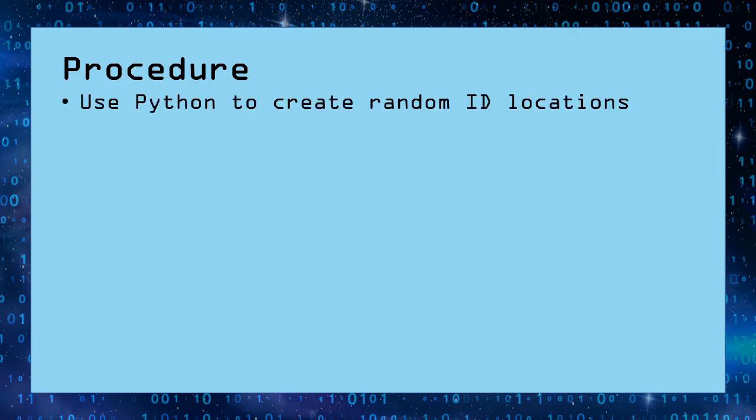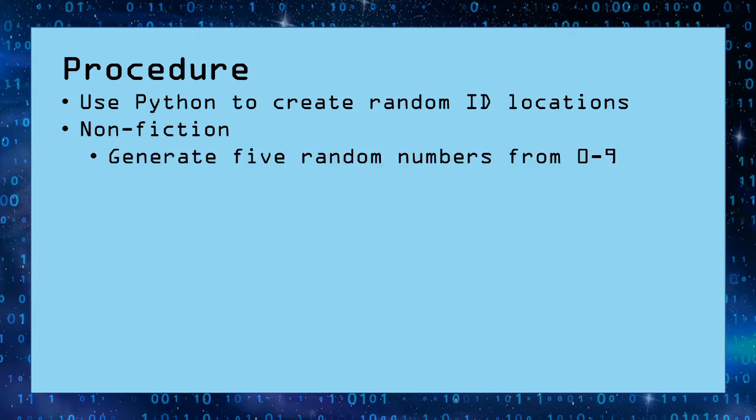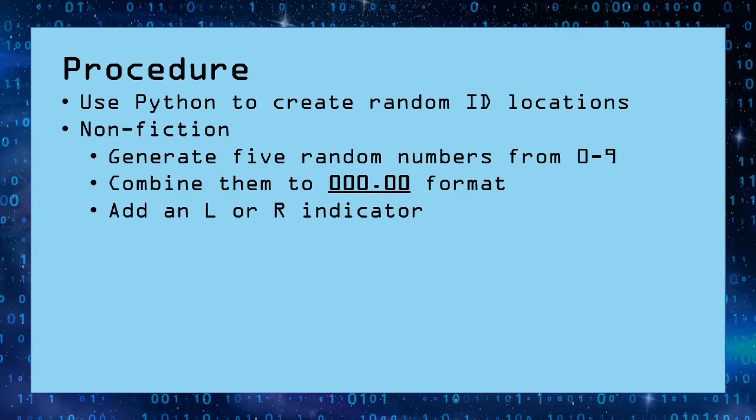So I'm going to again use Python. This time I'm going to create random ID locations for nonfiction. They're going to be in the Dewey Decimal System, so I'm going to generate 5 random numbers from 0 to 9 and combine them to the Dewey Decimal format: 3 numbers and a decimal point, and then 2 more. Then finally at the end, I'm going to add an L or R indicator, and that'll make sense in a moment.